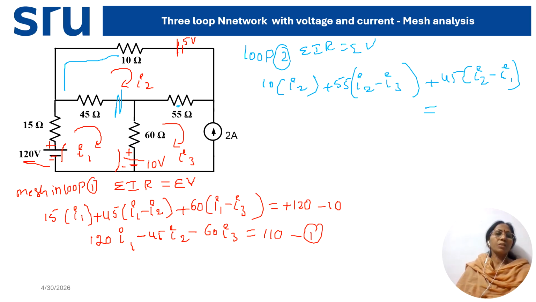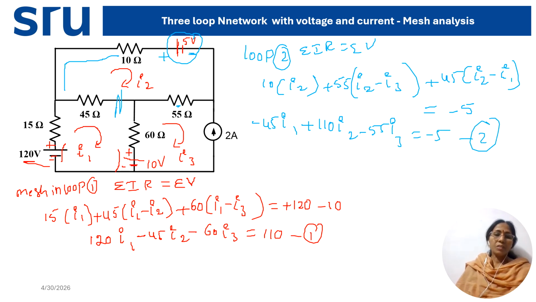Now I am writing the voltage. In loop 2 only one voltage source is there, and we are crossing it from plus to minus, that's why it is minus 5. Okay, now rewrite this equation: minus 45 I1, plus 110 I2, then minus 55 I3 equals minus 5. This is our second equation.